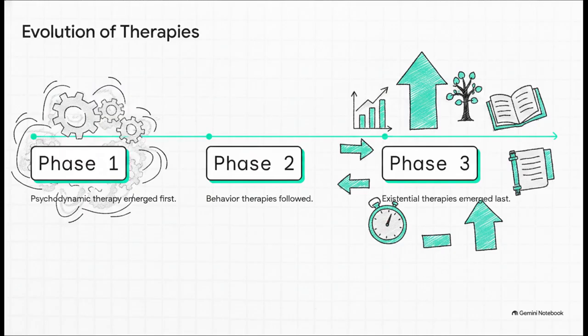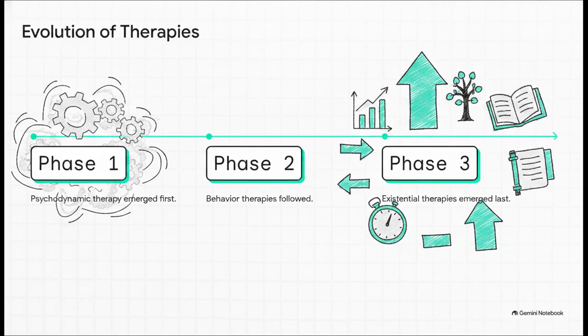It all starts with the earliest approach, the psychodynamic therapies, pioneered by early psychoanalysts like Sigmund Freud. This was literally the original talk therapy. From there, the field reacted and evolved, moving to the behavior therapies, which emerged second. Think of this as a major shift from studying hidden internal thoughts to studying visible outward actions. And finally, we arrive at the existential and humanistic approaches, famously known in psychology as the third force.